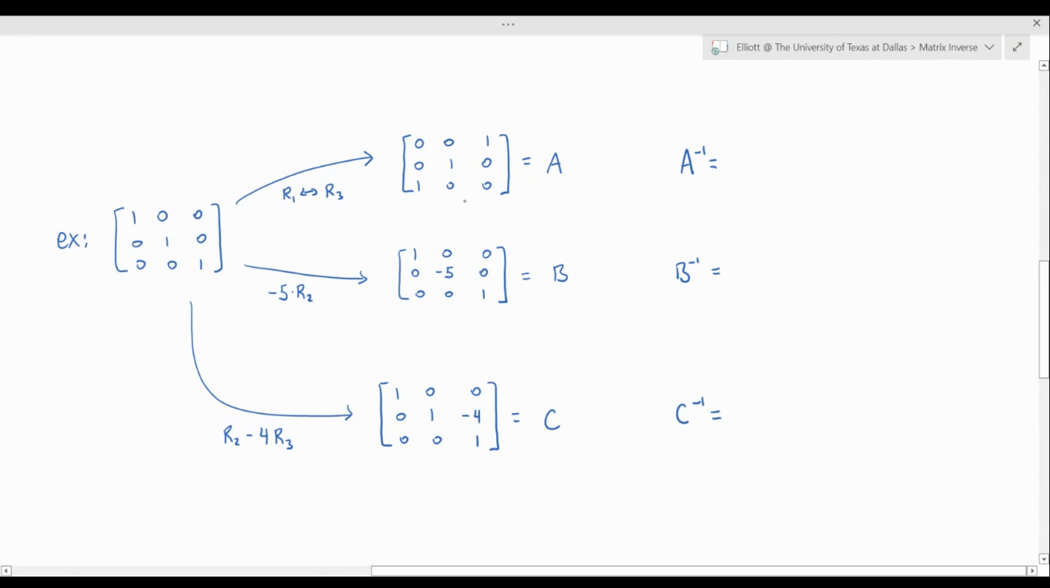This elementary matrix A corresponds to the row operation of swapping row 1 and row 3. Okay. So if you wanted to undo this row operation, you would need to swap row 1 and row 3 again, right? So this row operation of swapping rows, its inverse happens to be itself. Because of that, the inverse of A would be equal to A again. Okay.